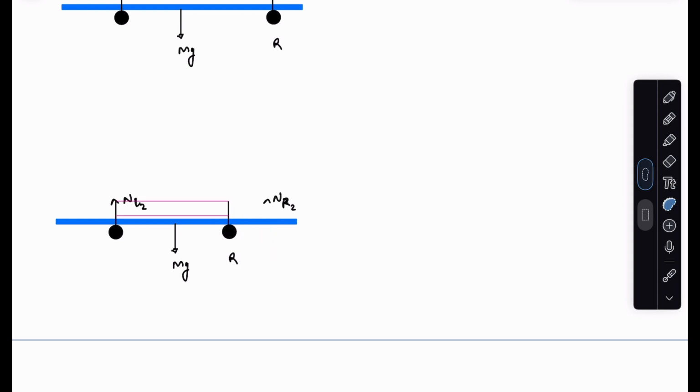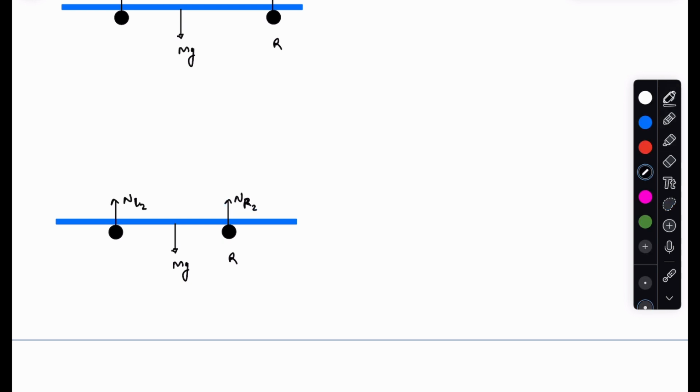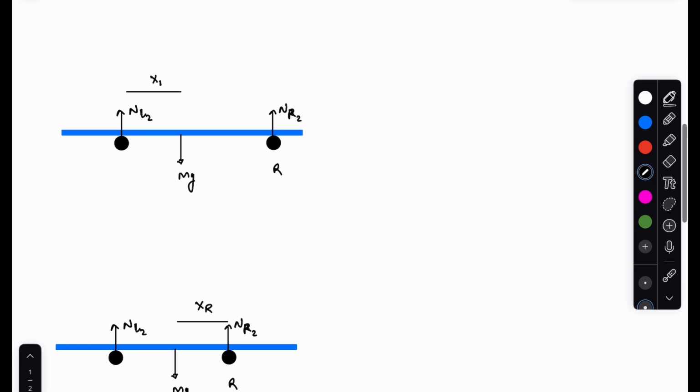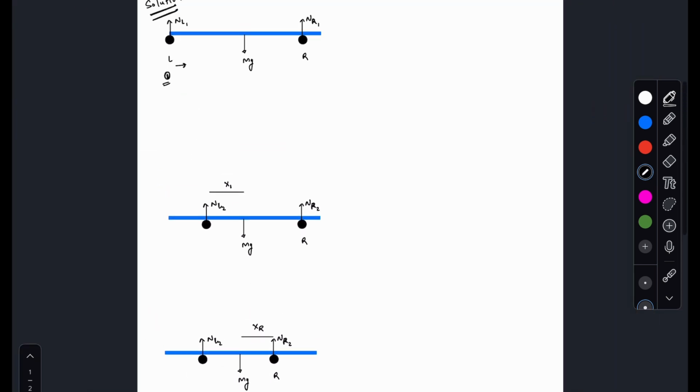At some point it is stopping again, and they have said that this distance is something xr that we need to find out. This is the xr we need to find out. So these are three diagrams which will help us to find it. This is the complete scenario in this question.